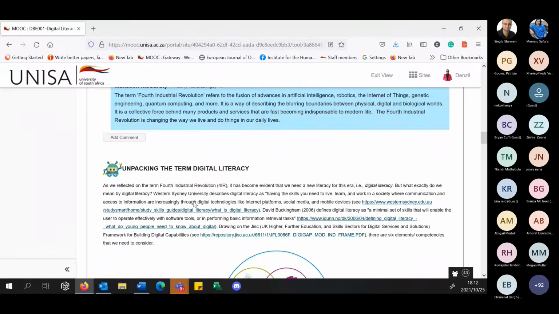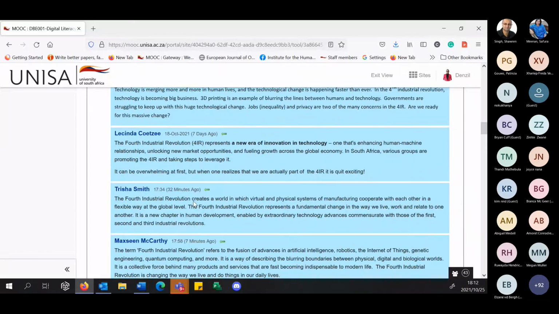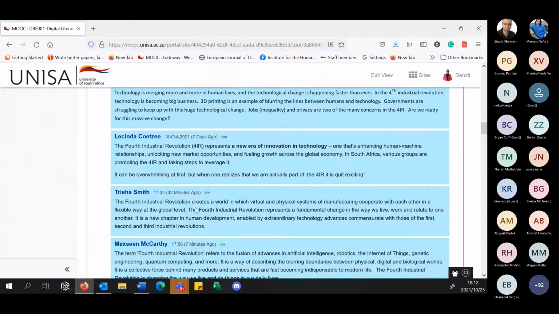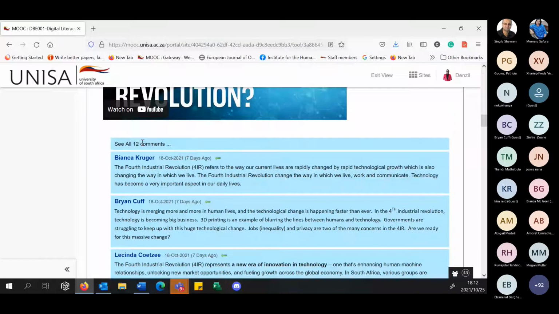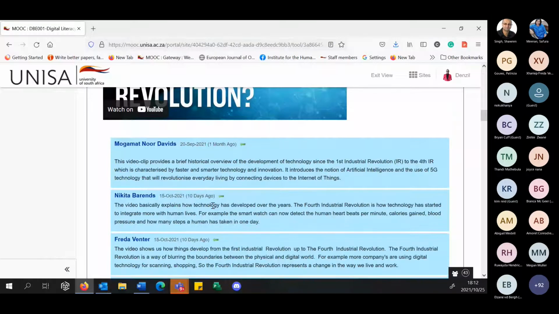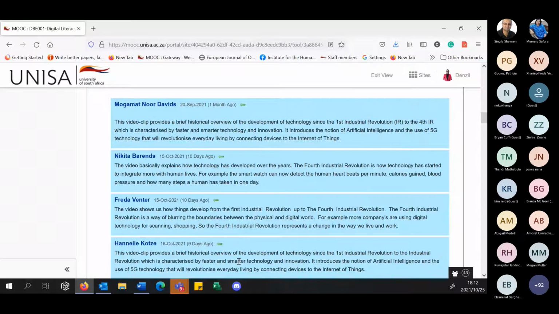Now let's look at some of the comments. Part of this approach is also for you to engage some of the colleagues' explanations of this. There were some fascinating comments as I started to engage this. You can see the very first comment by Professor Davids when he tested the site: this video clip provides a brief historical overview of the development of technology since the first industrial revolution to the fourth industrial revolution. And one of the things that many people don't know is what were the other three revolutions. And this video actually places that in context.